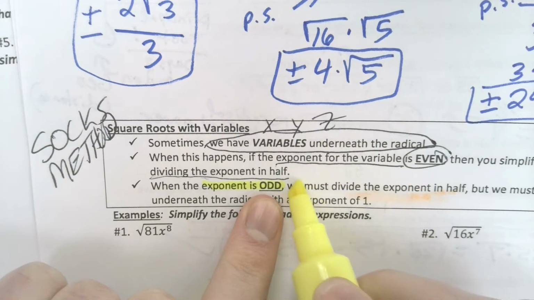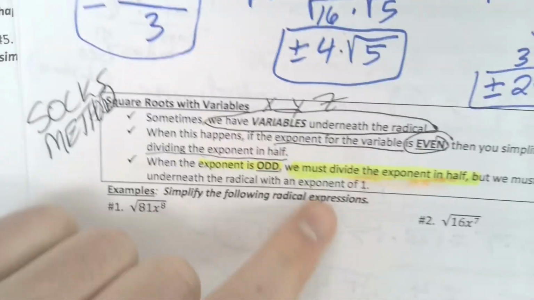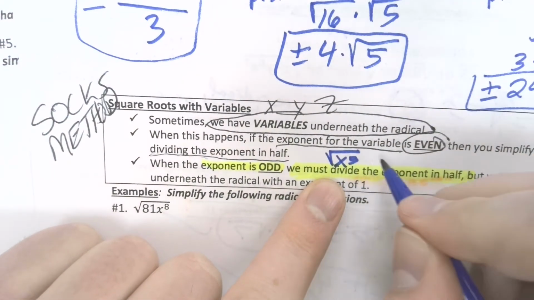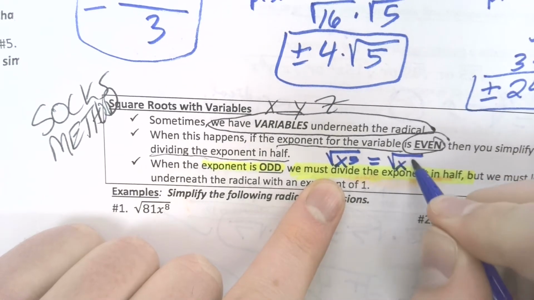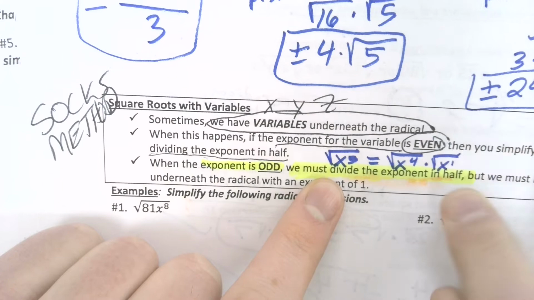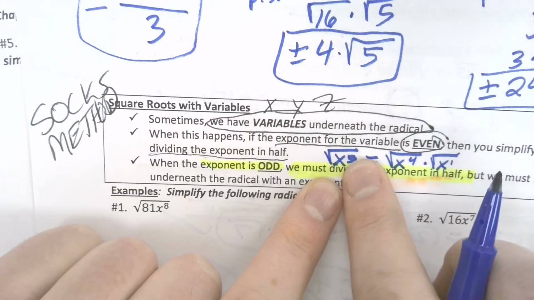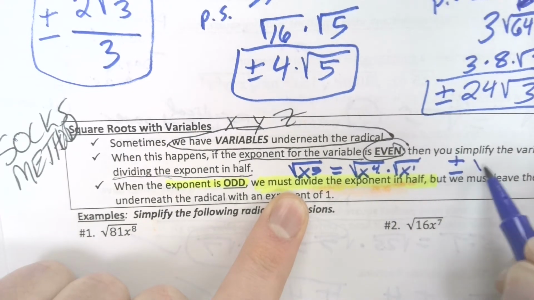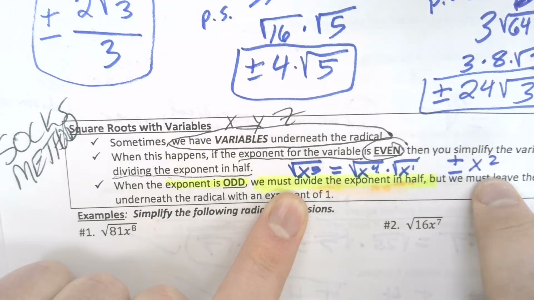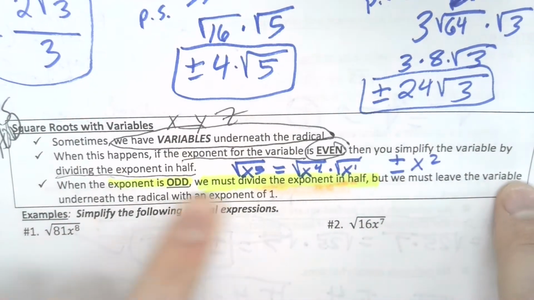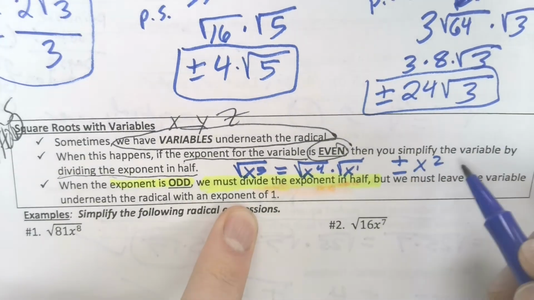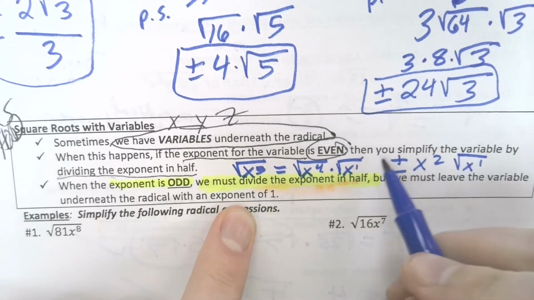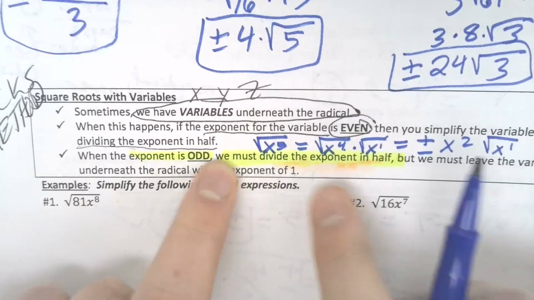which would be even. So in other words, what you do is you say, hey, I've got the square root of x to the 5th. That's really square root of x to the 4th times x to the 1st. 4 and 1 gives you 5. Square root of x to the 4th, cut that in half. Plus or minus x squared, but then that 1 is still left under the radical. So x to the 5th becomes this. That's what happens if it's odd.